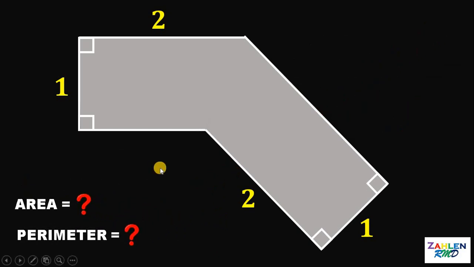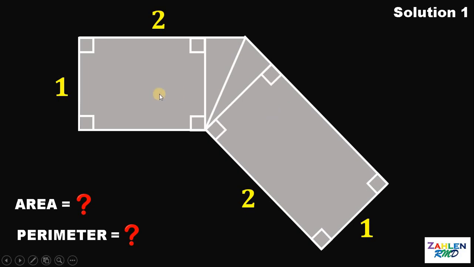So given this figure, our goal is to find its area and its perimeter. Now we have two solutions in this question. So let's start with our solution number 1. First thing is to cut this figure into two figures like this. Next thing to do is to insert two perpendicular lines to create two rectangles like this.